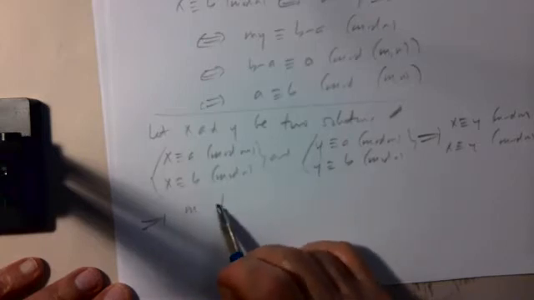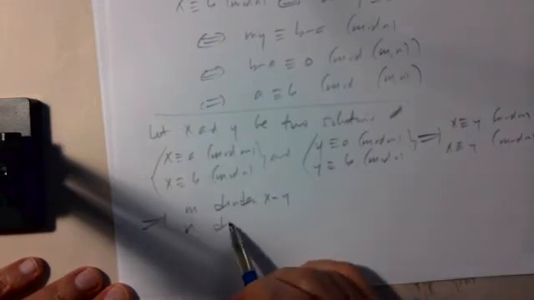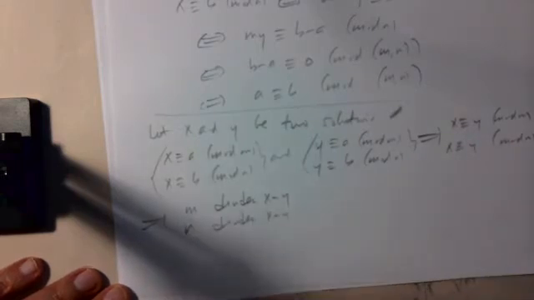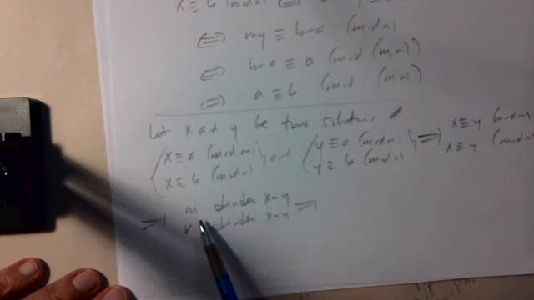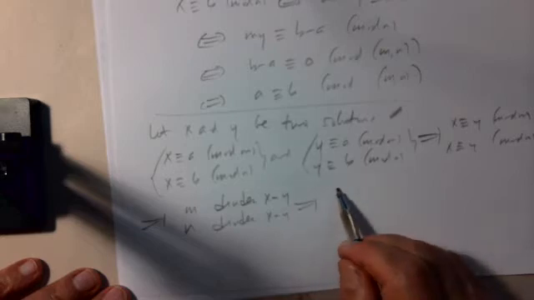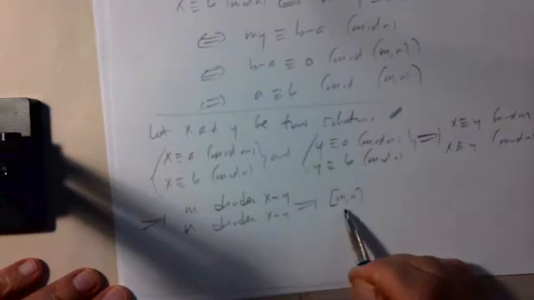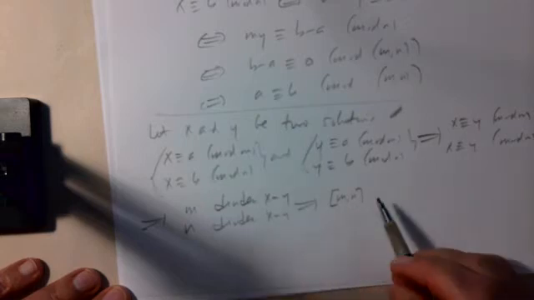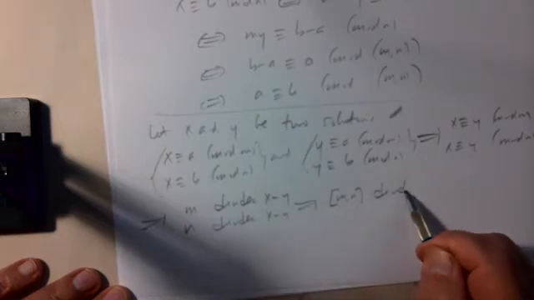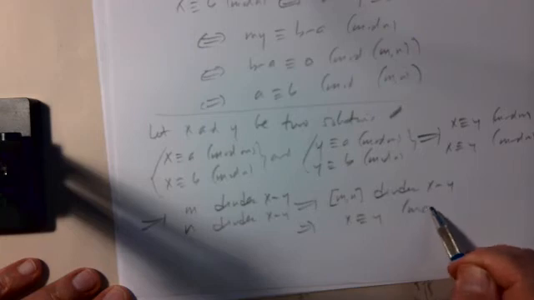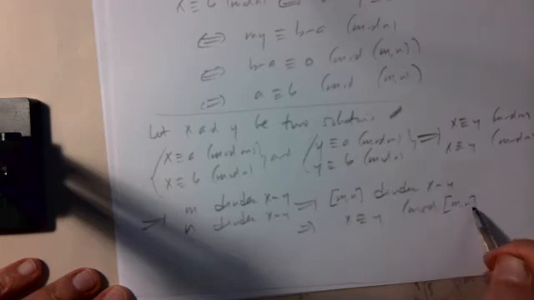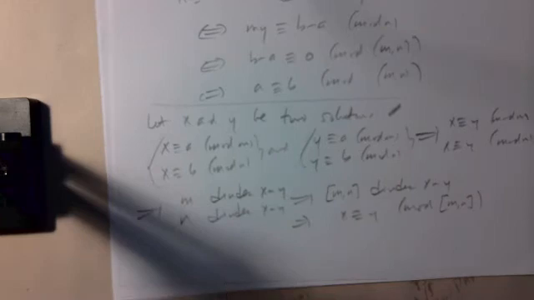So this means m divides x minus y, n divides x minus y. So x minus y is a common multiple of m and n. And so the least common multiple of m and n divides x minus y, or x is congruent to y modulo this least common multiple.